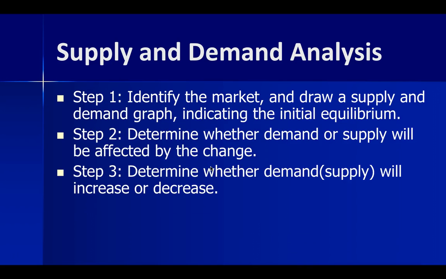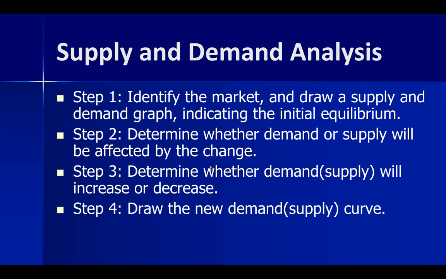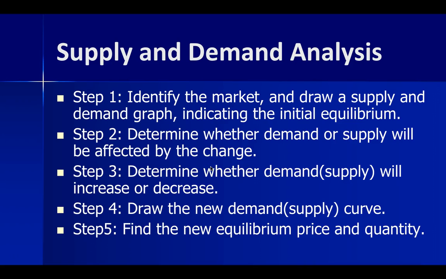Once you know whether demand or supply is affected, you want to figure out in this particular case, is demand going to increase or decrease? Is supply going to increase or decrease? Given that, we can draw a new supply or demand curve, shifting it to the right if it's an increase, to the left if it's a decrease, and then determine the new equilibrium price and quantity. Now let's think about some examples.